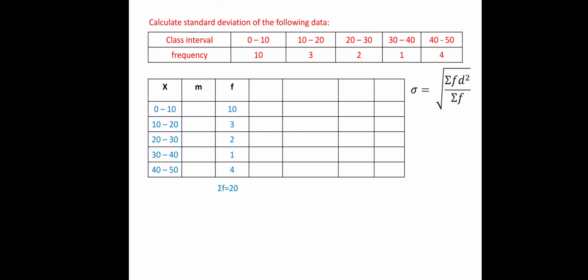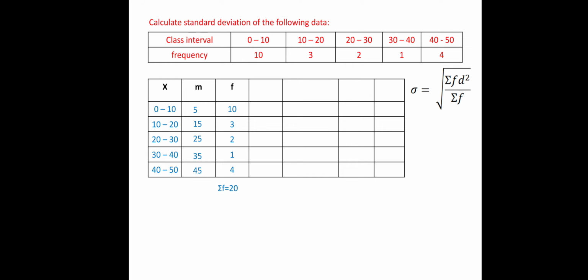Next we have got m over here. M is for midpoint, so midpoint of x. So 0 to 10, the midpoint is 5. Okay, very simple. 0 plus 10 divided by 2 will be 5. 10 plus 20 divided by 2 will be 15. 20 to 30 midpoint will be 25. 30 to 40 midpoint will be 35, and 40 to 50 the midpoint will be 45. Okay, so we got the value of m also.